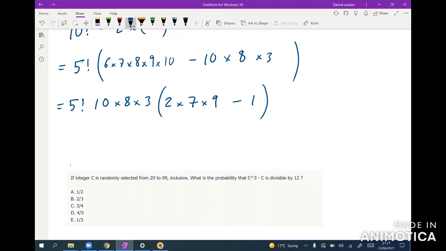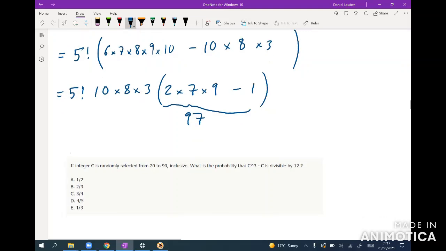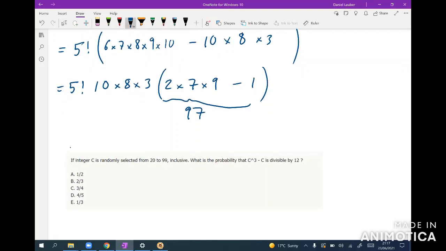So 97 is just 97. So that's not going to contribute any 2s or 5s. Well, yeah, because it's odd and it's not divisible by 5. So then all we're left with is this idea, 5 factorial times 10 times 8 times 3. Well, that's 5 times 4 times 3 times 2 times 10 times 8 times 3 times 97.